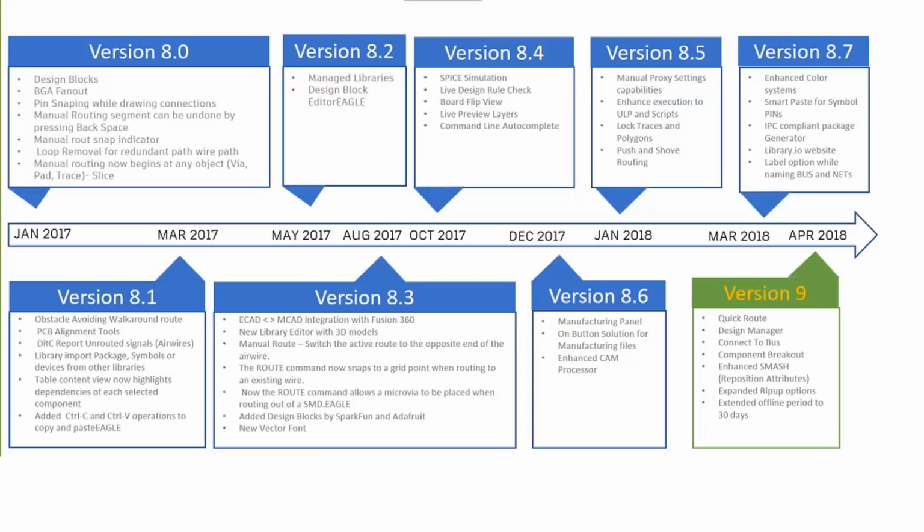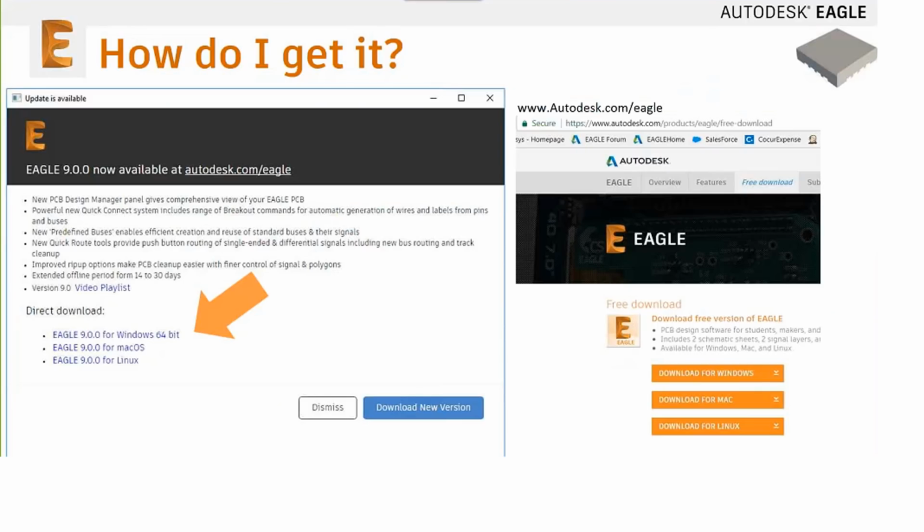Before we begin the presentation, I would like to let you know how you get Egle version 9. Version 9 is going to be available as soon as you launch Egle version 8 or anything earlier. You're going to get a splash screen with links for your Mac, Linux, or Windows versions. In addition, if you don't already have Egle, just visit our website at autodesk.com/Egle, and there you'll see a download link where you can download for Windows, Mac, and Linux.